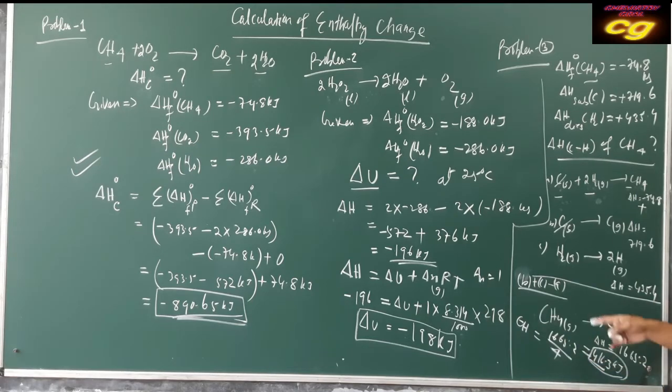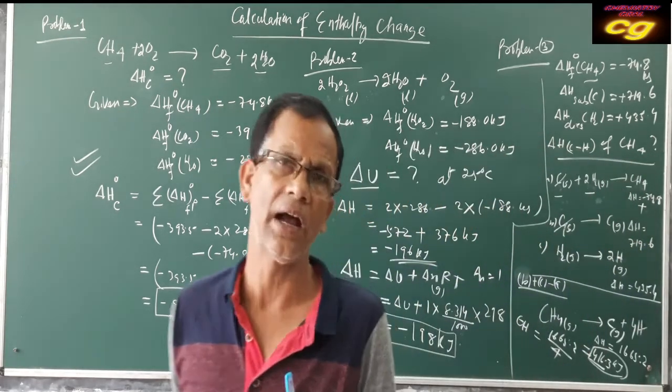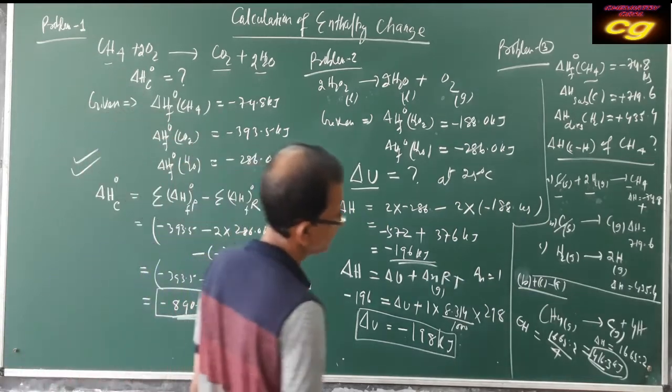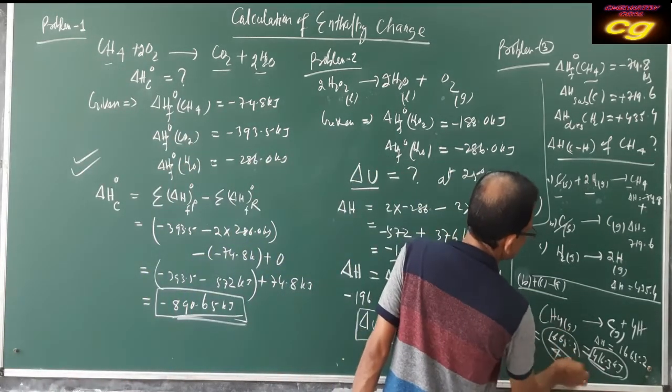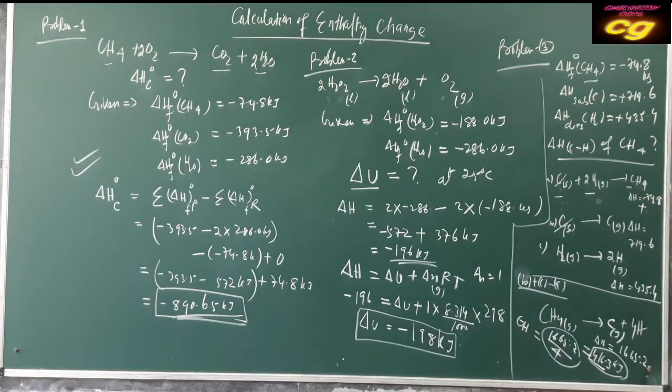So result is, but this is the enthalpy change. CH4 breaks down to C plus 4H. So what happens here? 4 hydrogen is removed from the CH4, energy change this much. For 1 CH bond it is 1664 by 4. That is average. So this is the bond enthalpy, CH bond enthalpy of methane. In this way you can also calculate.